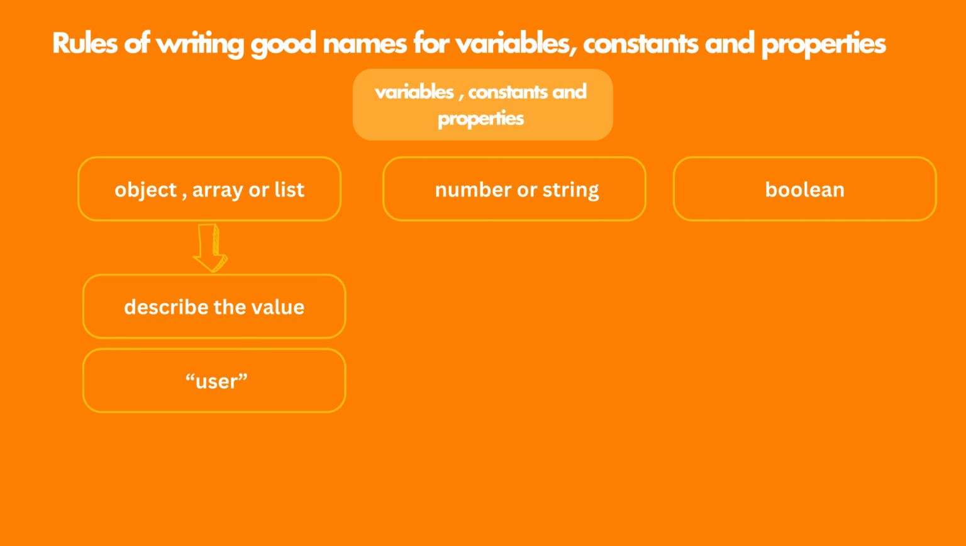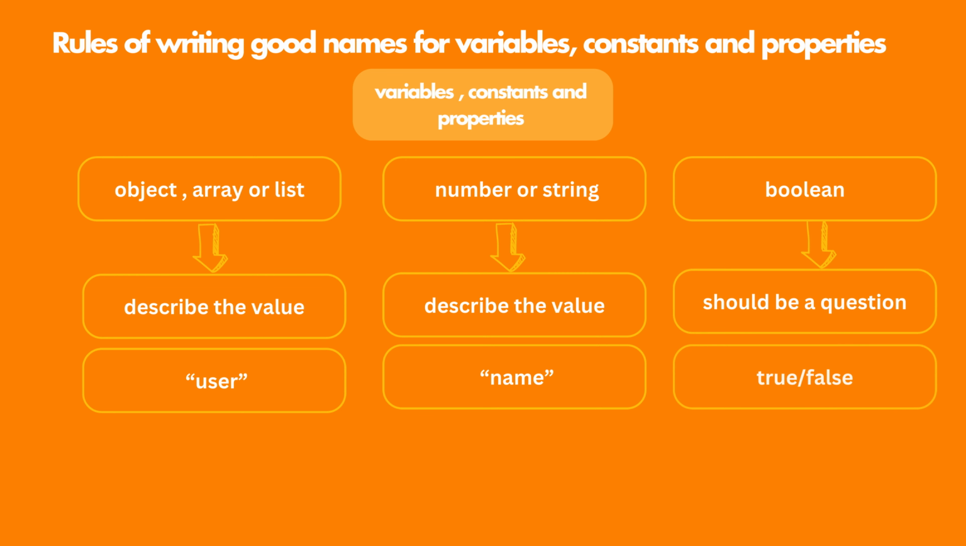When the value stored in variable is a number or a string, likewise in case of object, the name assigned to variable would describe the value. For example, if the value stored in variable contains the name of the user, then we can simply name this variable as name. Now in case when the value is boolean, we will name it a bit differently. The name given to boolean variables should be a question whose answer will be true or false. For example, is valid or logged in. Now for both is valid or logged in, the value stored will be true or false. So both these types of names can be used for boolean variables.